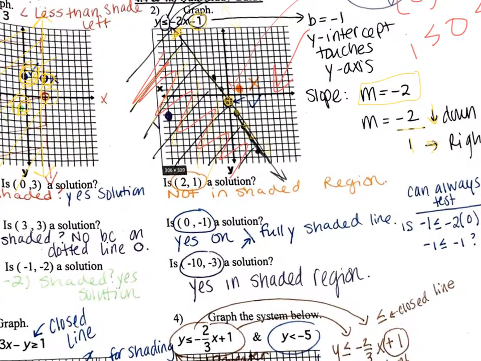When it says, are these ordered pair solutions? Well, let's see if they're in the shaded region first. Is 2, 1 in the shaded region? No, it's this orange dot, not shaded, not solution. If you plugged it in, it would make a false statement. Is 0, -1 a solution? Yes, it's on the full line, and if you plugged it in, it makes a true statement. Is -10, -3? Yes, it's in the shaded area.